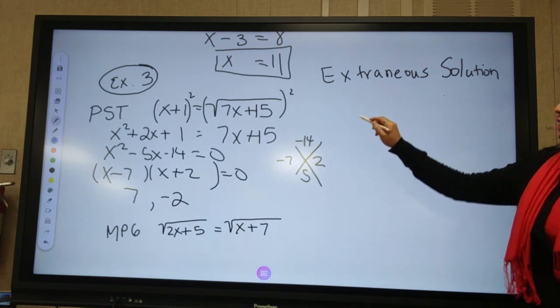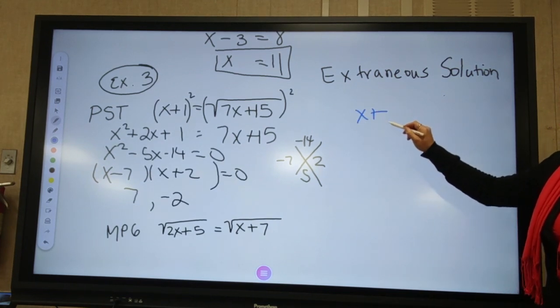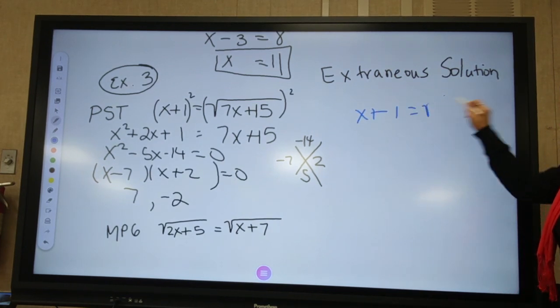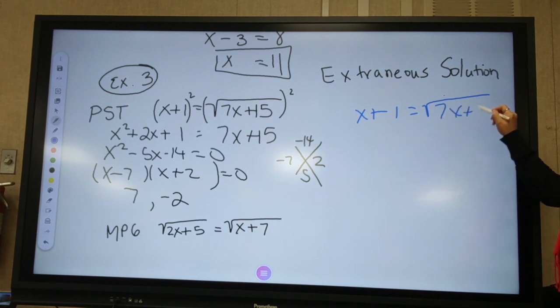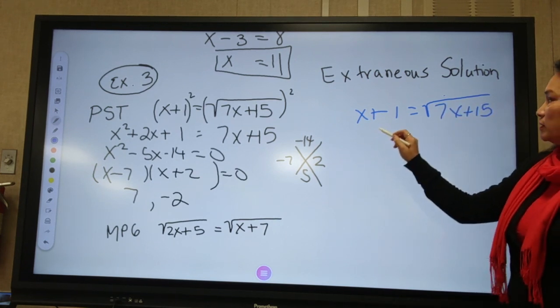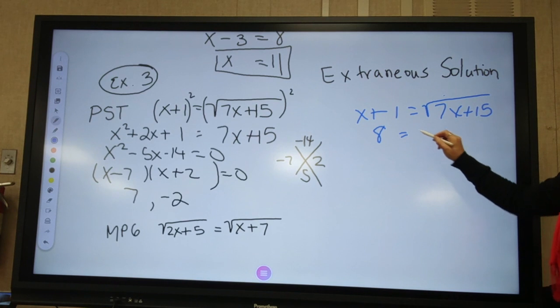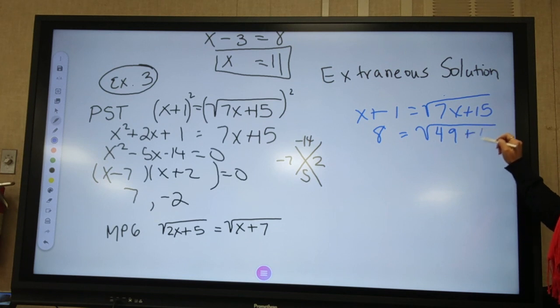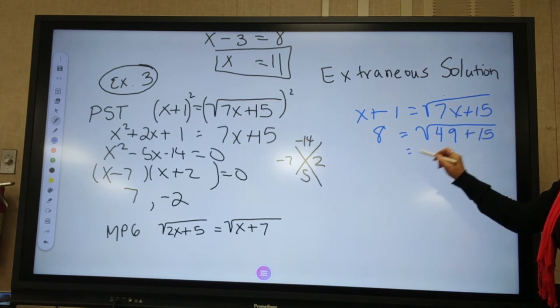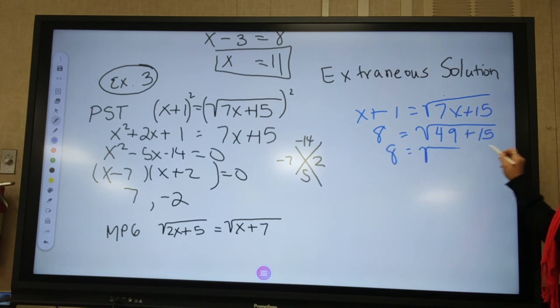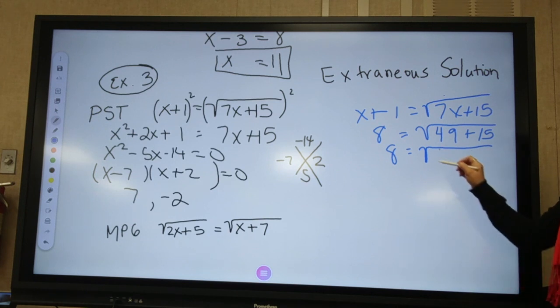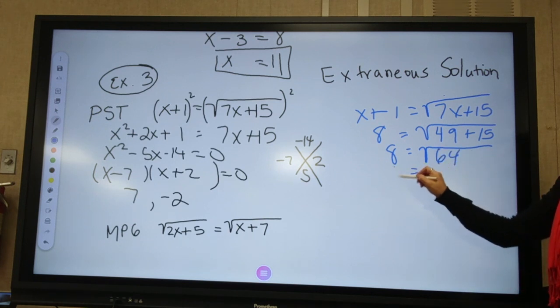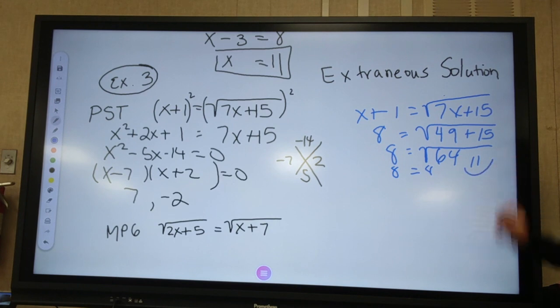Now let's check our work. x plus 1 equals radical 7x plus 15. x is 7, so that makes it 8, equals radical 49, right? 7 times 7, plus 15. 8 equals root 64, which is 8. Okay, this one checks. Now let's do the second one.